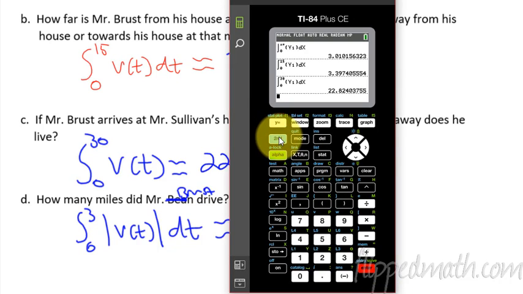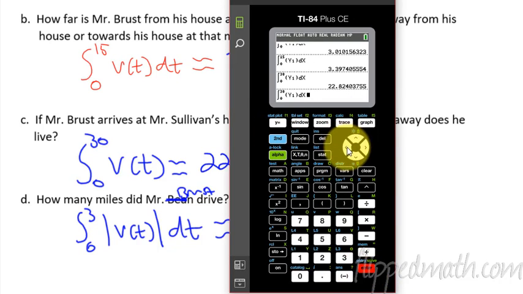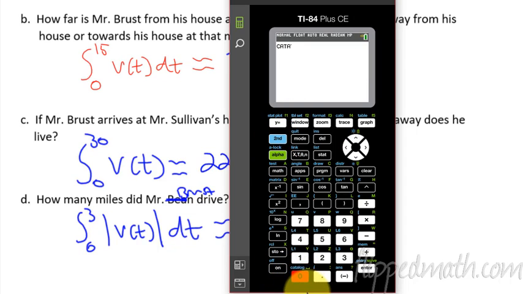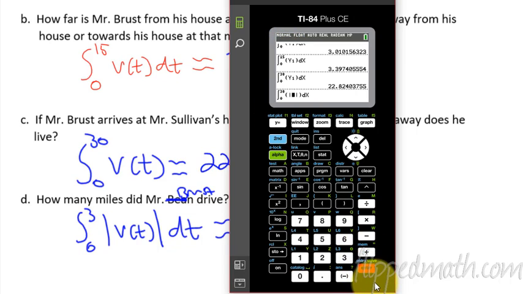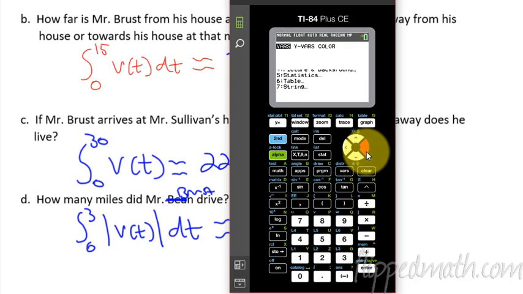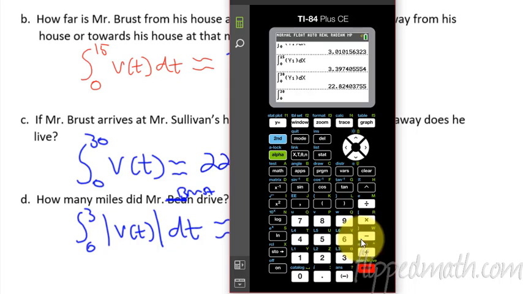Okay, so how do I do that? Let's go second enter again. But now, oh, let's see here. Y1, we need to put second catalog. Second catalog, the very first option is absolute values. Absolute value. Now I need the Y1 there. So variables, Y variables. First option is function and Y1. Now I've got my velocity function in absolute value brackets.